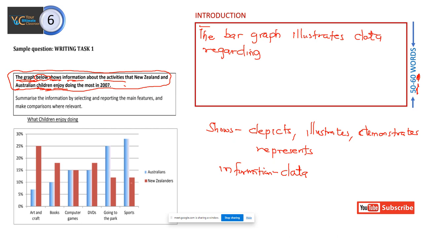We are talking about activities Australians and New Zealanders love to do. So you ask yourself, how many activities are they talking about here? You've got about 6. 1, 2, 3, 4, 5, 6. So there are 6 activities. So in the paraphrasing format, you can add that to your introduction. So I can say the bar graph illustrates data regarding the six activities.